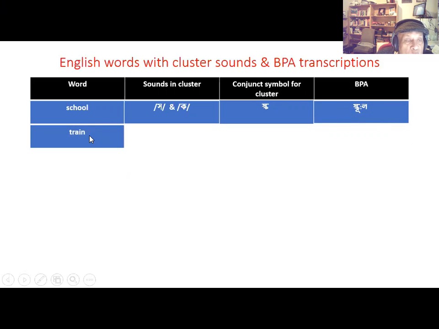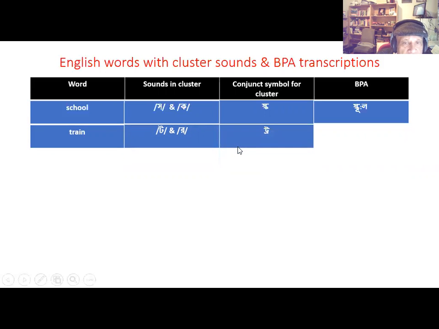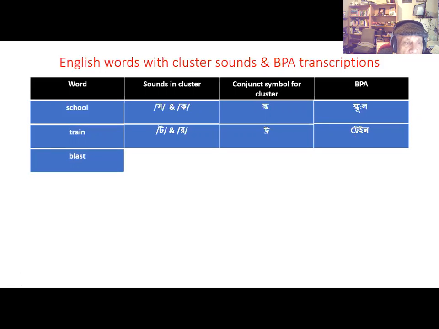Next, we look at the word train, T-R-A-I-N. Here we have the cluster sound tr, which is formed from the two English sounds t and r. And the conjunct symbol for this cluster sound in BPA is this, t, r. And so we can transcribe this like this. Train.